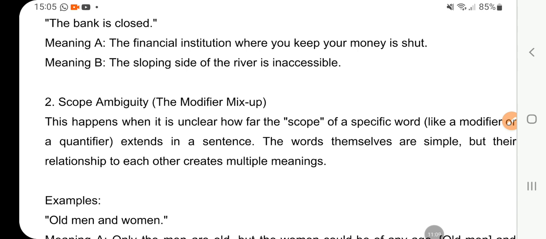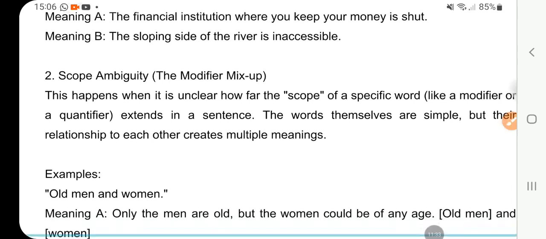So these are the examples we have seen, bat, bank and match, and all are examples of lexical ambiguity, because here confusion is created because of a single word which is not clear. So these are the examples of lexical ambiguity.